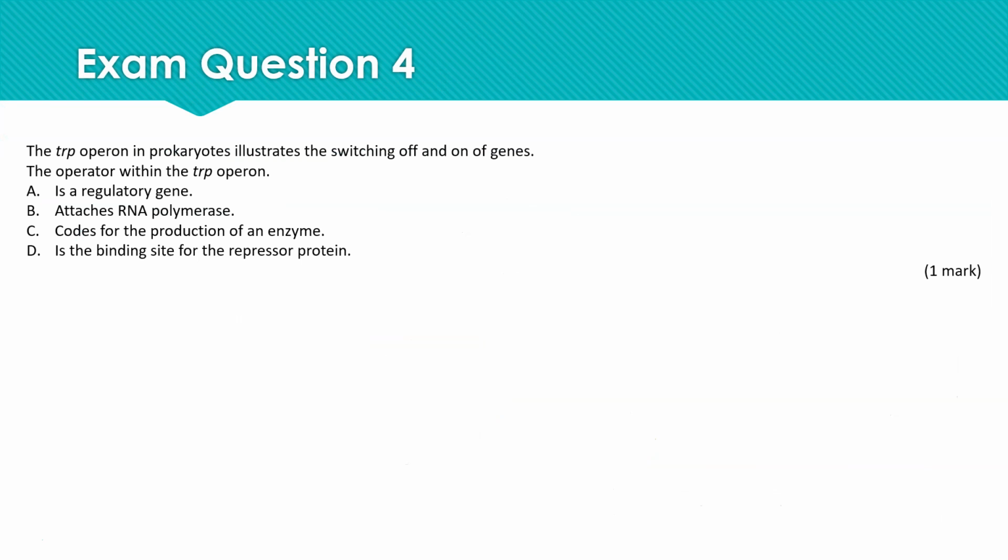Here we have our 4th exam question. It says the trp operon in prokaryotes illustrates the switching off and on of genes. The operator within the trp operon is A, a regulatory gene, B, attaches RNA polymerase, C, codes for the production of an enzyme, or D, is the binding site for the repressor protein. So you can pause the video and go and have a think and answer this question. There will be, again, a video with the answer for this linked in the description, so you can go and check out what the answer is there. Otherwise, pause the video and have a bit of a think about it, and then come back and we'll continue on. So pause the video now.